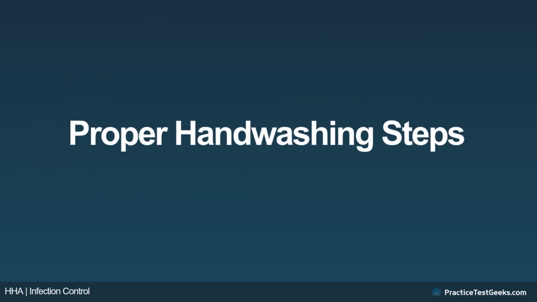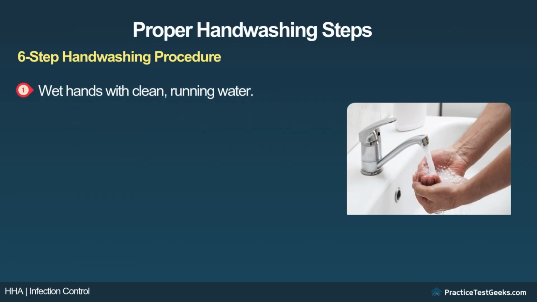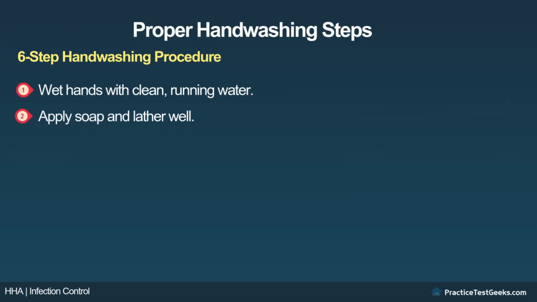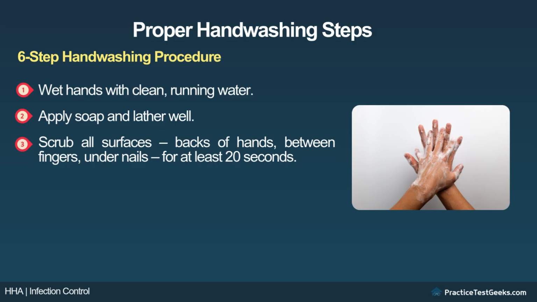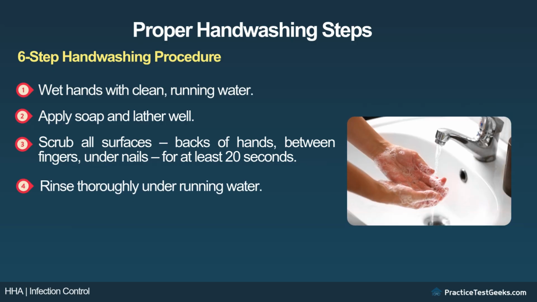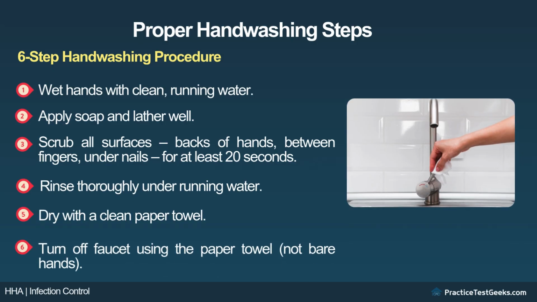Let's go over the proper hand washing step by step. The 6-step hand washing procedure: Wet hands with clean running water. Apply soap and lather well. Scrub all surfaces, backs of hands, between fingers, under nails, for at least 20 seconds. Rinse thoroughly under running water. Dry with a clean paper towel. Turn off the faucet using the paper towel, not bare hands.